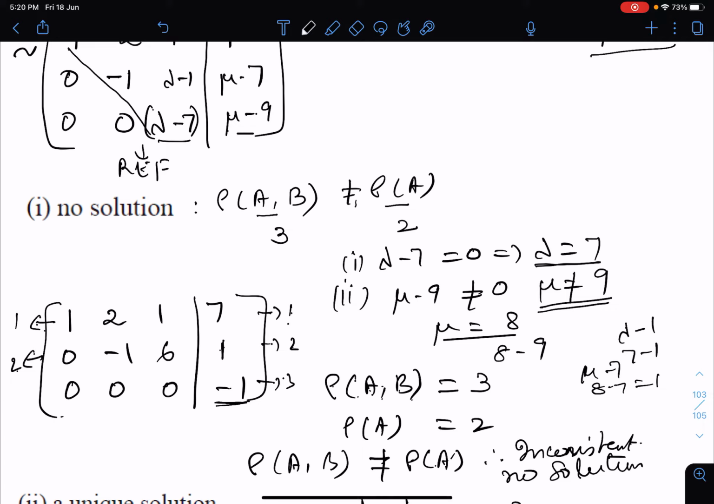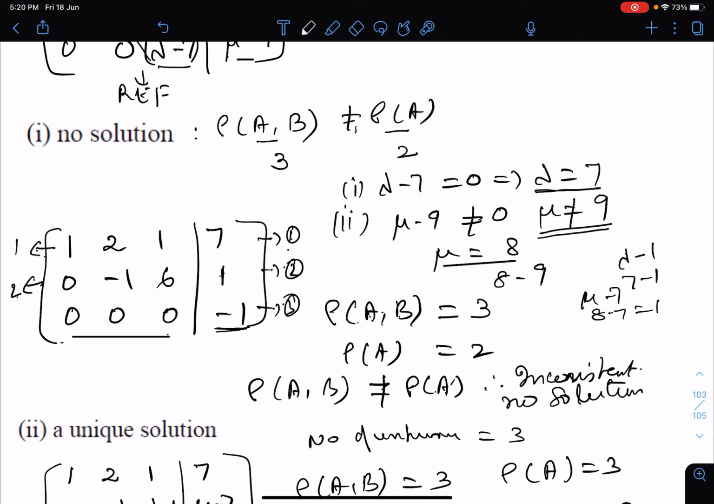Now you see, you have got one non-zero row, second non-zero row and third non-zero row. So the whole augmented matrix rank is equal to 3. Whereas when you see this 3 cross 3 alone, A alone, this last row becomes 0. So you have got only 2 non-zero rows. So our rank of A is 2. Therefore they are not equal. Therefore it is inconsistent and no solution.